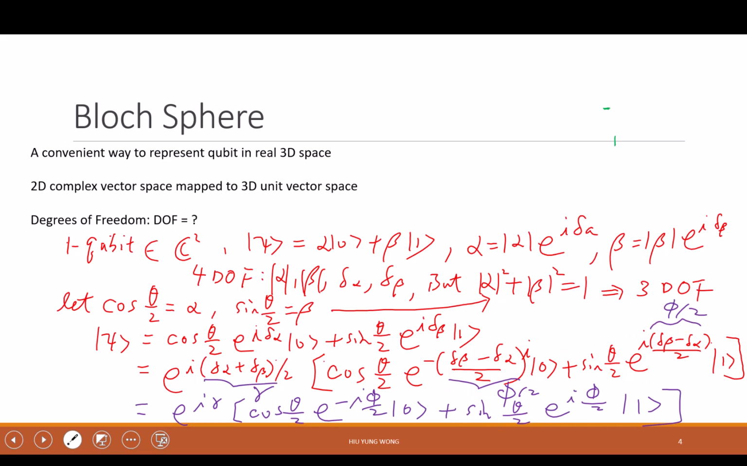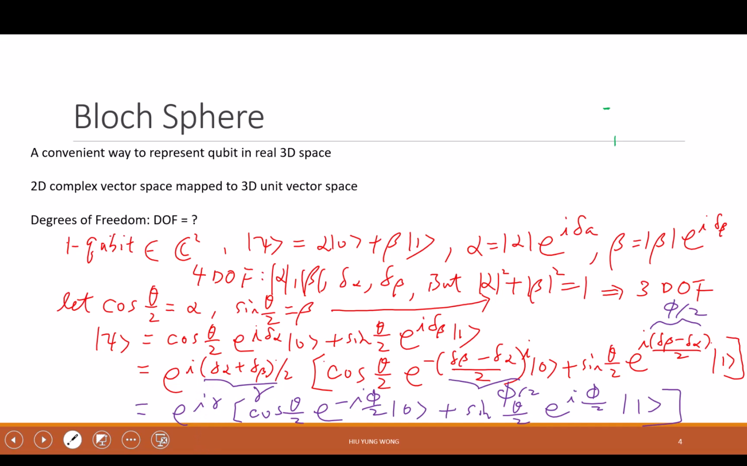Okay? But after all, you can just go through the math yourself. After all, what I'm trying to say is that psi is just equal to a global phase. What is a global phase? This is the phase common to both bases, e to the power i gamma, times cosine theta divided by 2 times e to the power minus i phi divided by 2, 0, plus sine theta divided by 2 e to the power i phi divided by 2, 1. You see, those inside is completely described by just 2 parameters. One is theta and one is phi. If I know theta, I know phi, I can describe those inside the square bracket, correct?